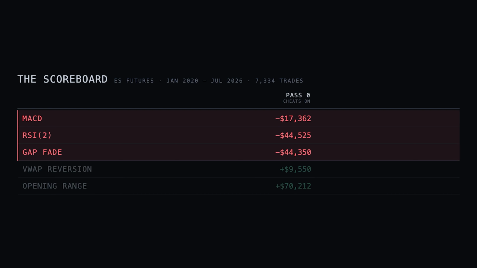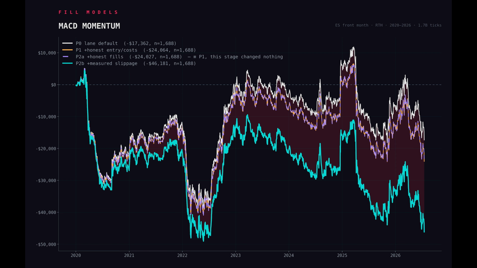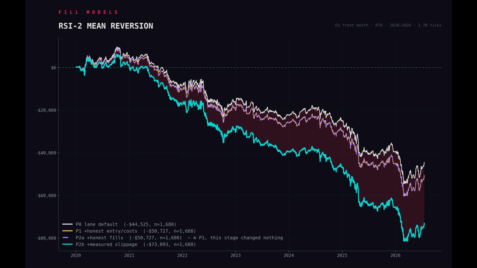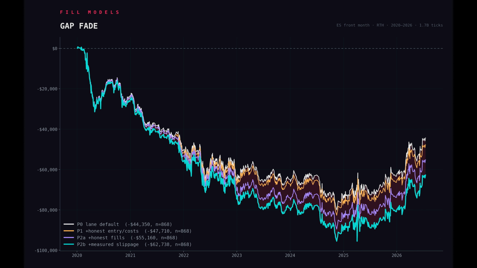3 of these strategies still lost money. I let them use these advantages, but they lost anyways. RSI was down 45K. Gap fade down to 44K. If you think about what this means, these didn't die from commission. These didn't die from bad fills. I hadn't even turned on fills yet. They lost with every advantage I could hand them. The issue was that there was never any edge there in the first place.